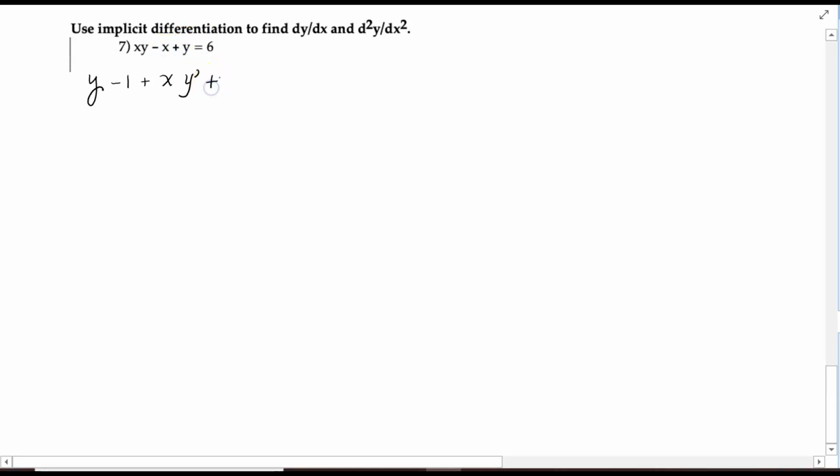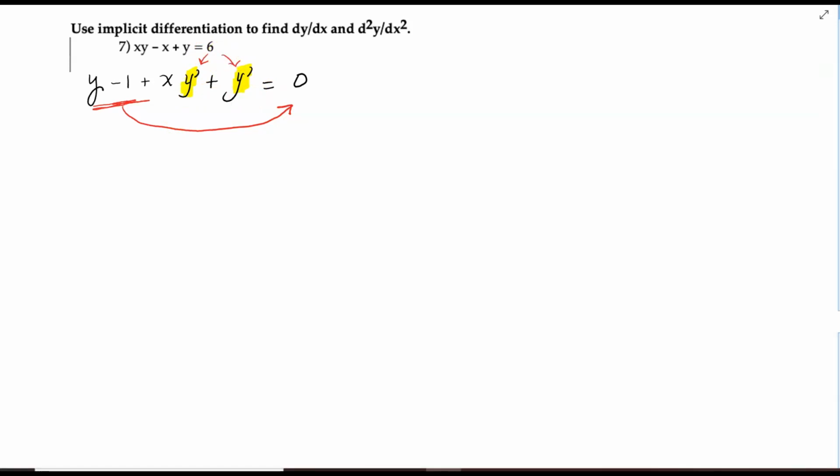But then we move on. The derivative of y with respect to y is just y prime because its derivative is just 1. So we just say y prime. All right, now we set it equal to the derivative of 6, which with respect to x or y doesn't matter. It's 0. So now what we need to do is isolate these y primes. We're going to move anything that's not y prime to the other side, and then factor out the y primes. So let's take a look and see what that looks like.